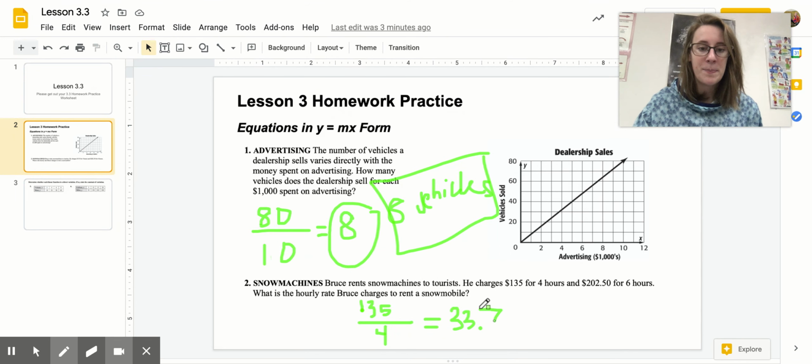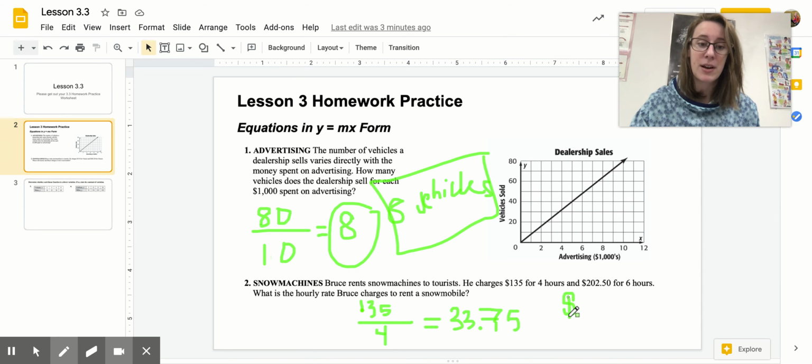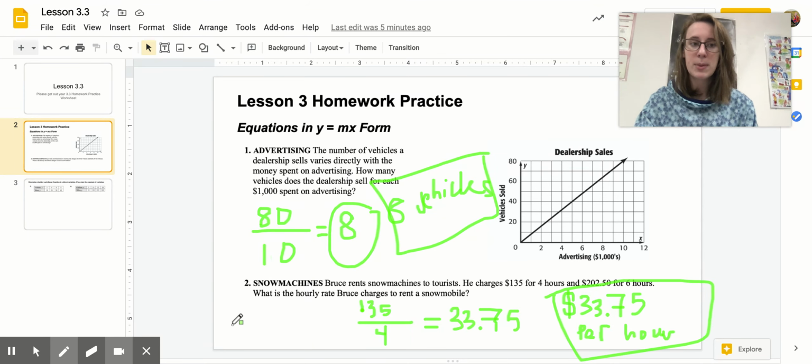And that turns out to be 33.75. When I do these word problems, I want you to think to yourself, does this make sense? Does it make sense that he's charging $33.75 per hour? I would say, yeah, that seems fair. That seems like a pretty fair rental price for tourists, especially. So remember, if it's asking in words, you answer in words. So 33.75 per hour. That is the rate here. And that is it. That's how you do those problems. You're just going to set up that ratio and check out what it is.